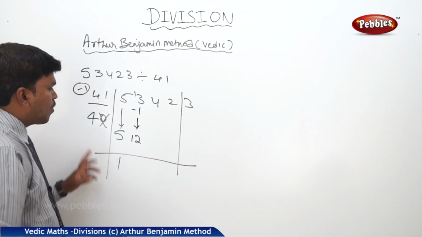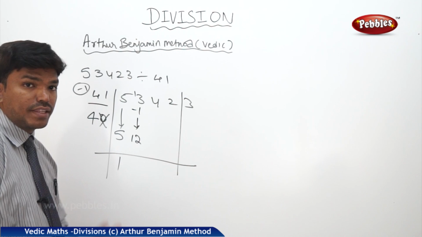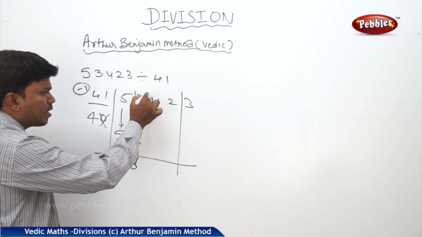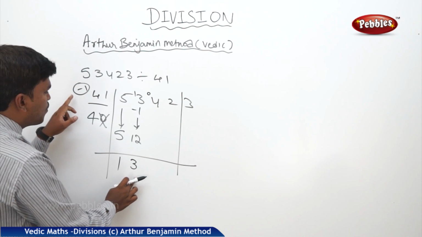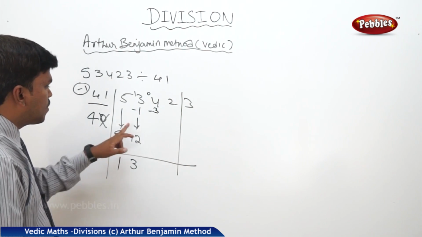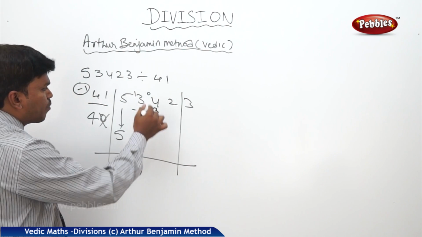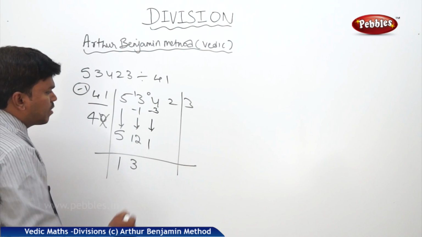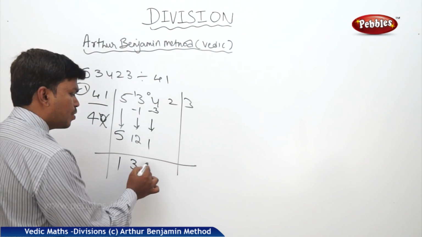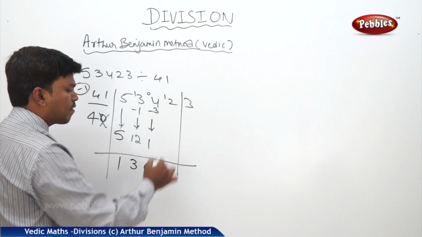12. Now 12, how many times does it go? 3 times. 4 3s are 12. What is the remainder? 0. Now 3 into minus 1, minus 3. Yes or no? 3 into minus 1, minus 3. 4 minus 3 is how much? 1. So 4, how many times does it go in 1? No. So 0 times. 4 0s are 0, remainder 1.